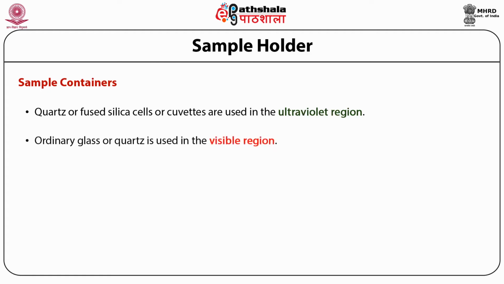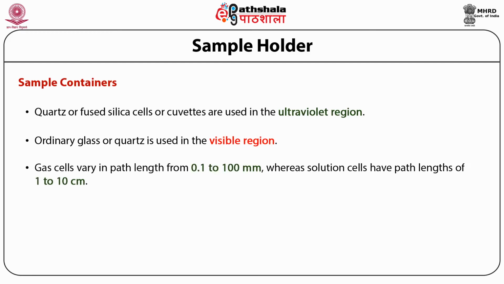Ordinarily, glass or quartz is used in the visible region. Gas cells vary in path length from 0.1 to 100 nanometer, whereas solution cells have path lengths of 1 to 10 centimeter. Samples for infrared analysis may be gases, liquids, or solids.